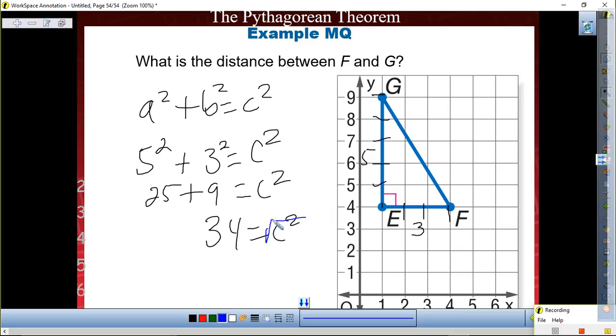To cancel the square, we do the square root. Uh-oh. Square root of 34, we need to do what? Estimate. Do we know how to find that? Yes, you can do that on your own.